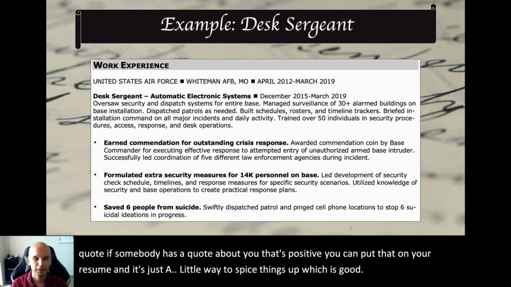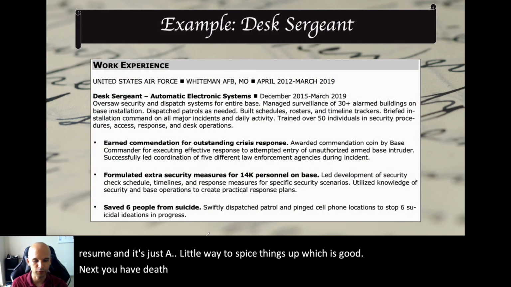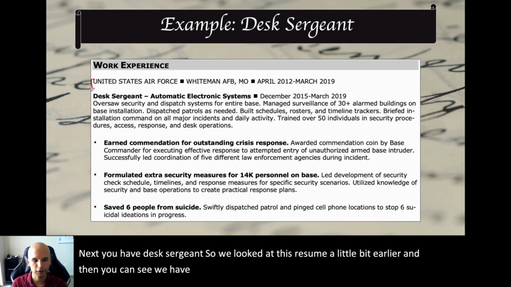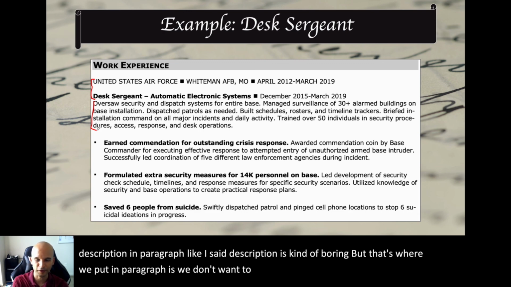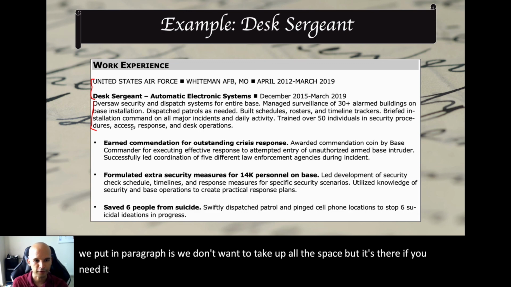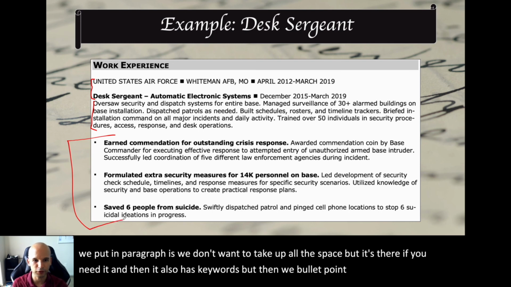Next, you have desk sergeant. So we looked at this resume a little bit earlier, and you can see we have the 2-section job information here. We have description and paragraph. Like I said, description is kind of boring, so that's why we put in paragraph, because we don't want it to take up all the space, but it's there if you need it. And then it also has keywords. But then we bullet point the accomplishments because we really want those to stand out.